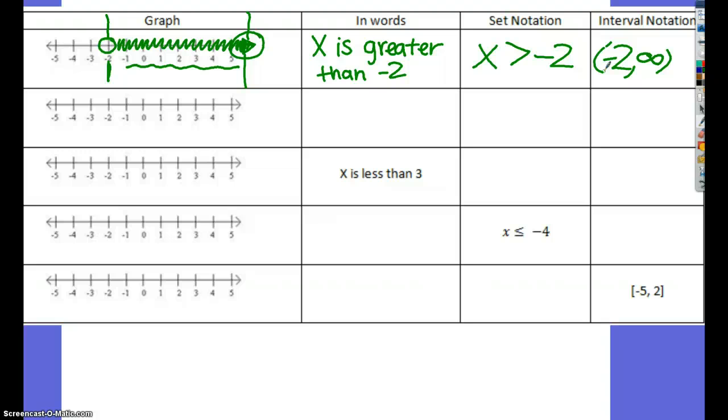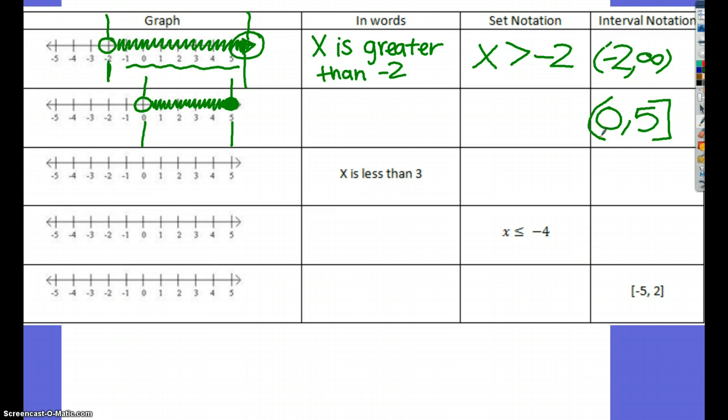So the next one, I want you to draw an open circle on 0 and draw a closed circle on the 5 and shade it in. And then we're going to shade everything in between there. So for this one, we're going to start with interval notation. The smallest number is 0, and the biggest number is 5. So we're going to have 0, 5. And we do want to include the 5, so the 5 is going to have a bracket, and 0 is open, so it has parentheses.